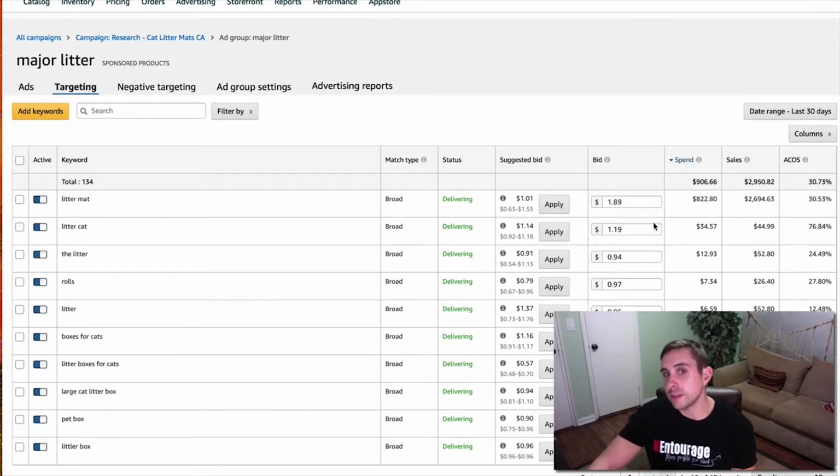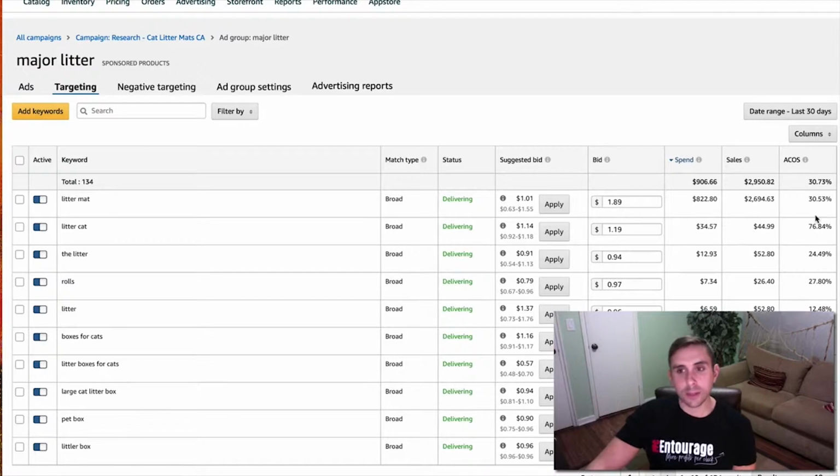But you can also see that there are some keywords that are underperforming. Here, as an example, litter cat has a 76% ACoS. Then I have two over here, litter boxes for cats and large cat litter box, that have ad spend but no sales, meaning I spent money and I got the clicks, but I got 0 sales. So that means I have a 0% ACoS over here. So there are various different opportunities to optimize this campaign by adjusting the keyword bid price or by pausing that keyword inside of this ad group.